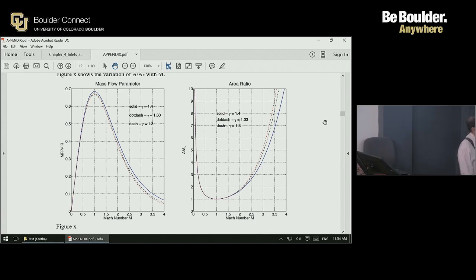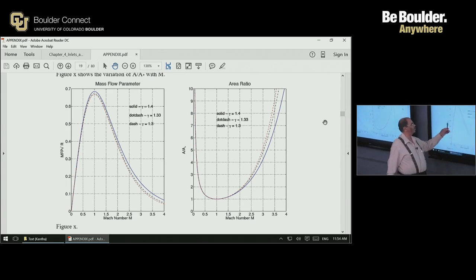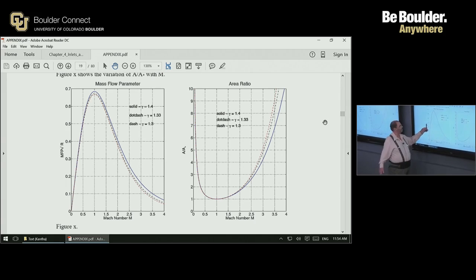So this figure shows the mass flow parameter times the square root of the gas constant. Of course, the gas constant is the same for air, it doesn't change. As a function of Mach number, the mass flow parameter is at its maximum at the throat, where the Mach number is equal to 1.